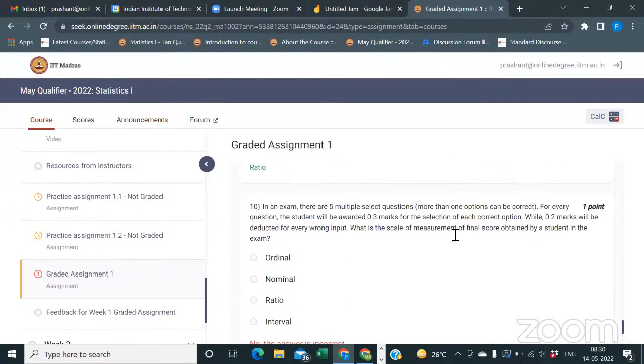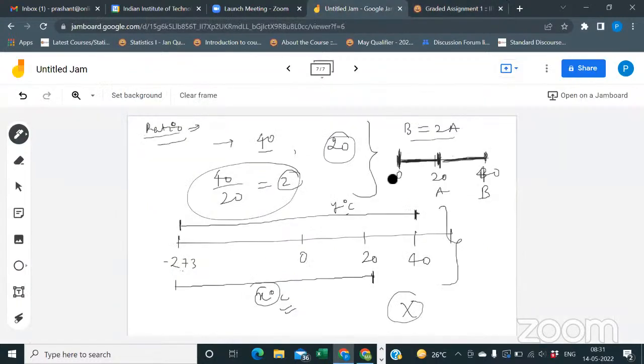Now comes the 10th question. In an exam, there are 5 multiple choice questions. For every question, the student is awarded 0.3 marks for selecting the correct option, while 0.2 marks are deducted for every wrong input. What is the scale of measurement? Try to focus on this: the final score obtained by a student in an exam. It is obviously possible that a student can get marks below 0.